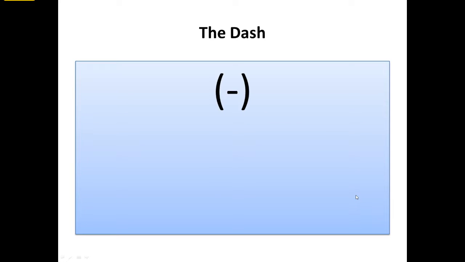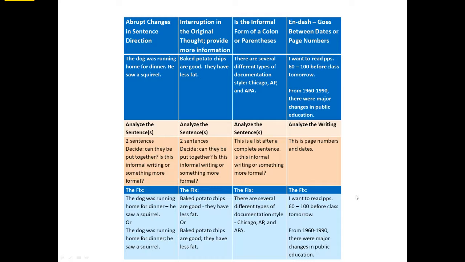Now the dash is a little different. We can use it for the abrupt change in sentences. We can use it to provide more information. We need to understand whether or not it's going to be used as the informal form of a colon or a parenthesis, and how do you use the en dash?